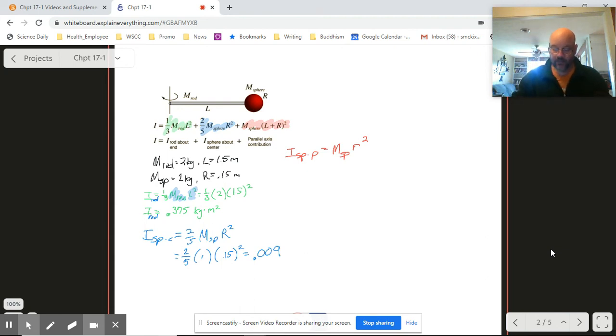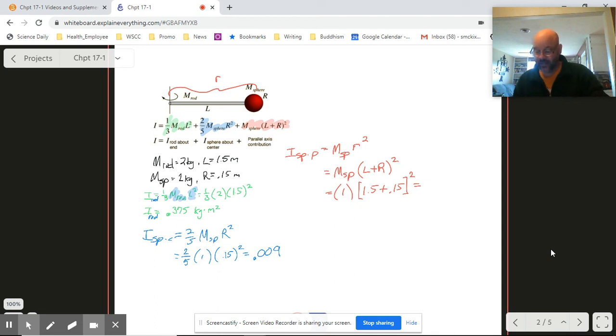Okay, now we have to go from the point of rotation out to the center of mass. So there's R right there. Okay, so if we plug that stuff, work all that out, we get mass of the sphere, and then we're going to have L plus R quantity squared. So mass of the sphere, oops, I wanted to put a number on that, is just 1. And then L was 1.5. R was 0.15 squared. Okay, and I calculated that earlier, and I got 2.732.